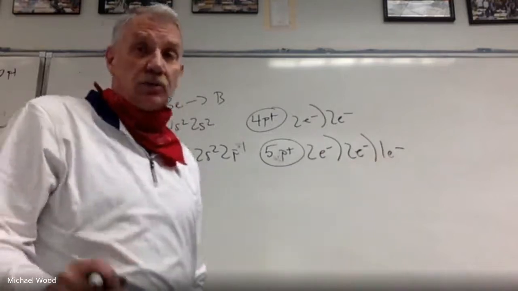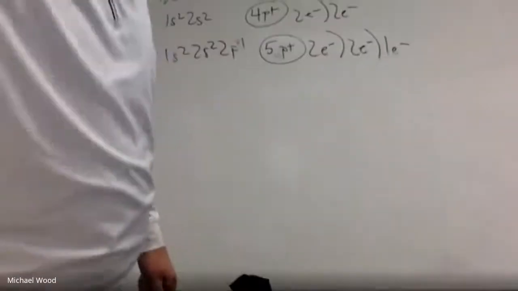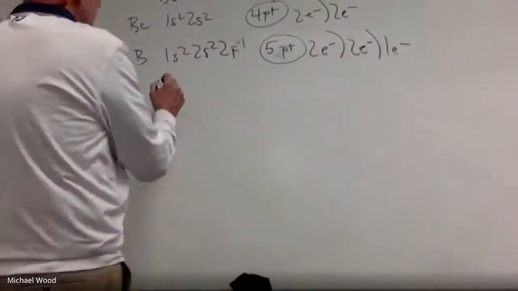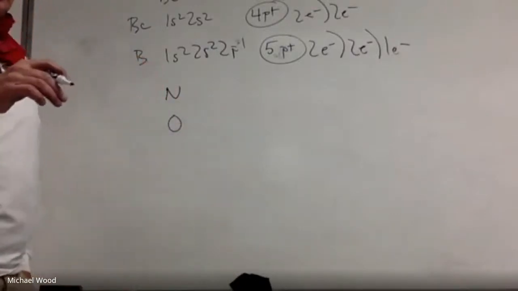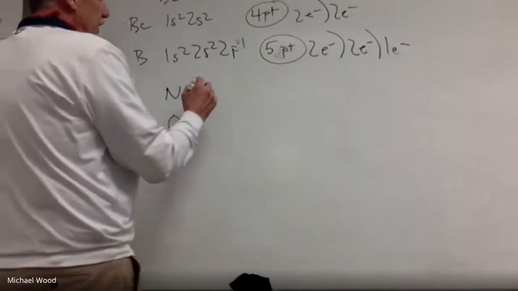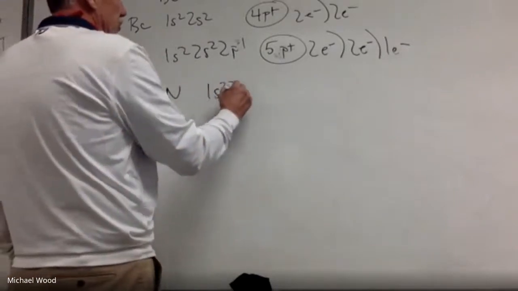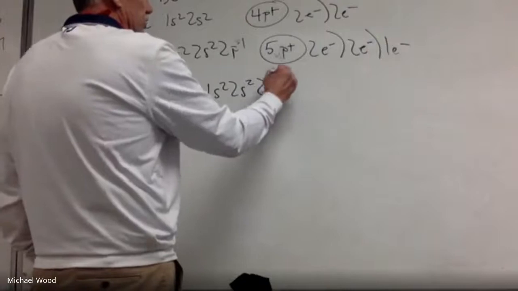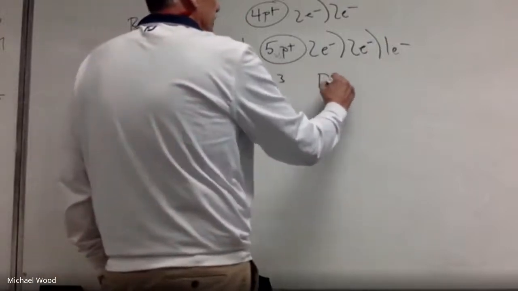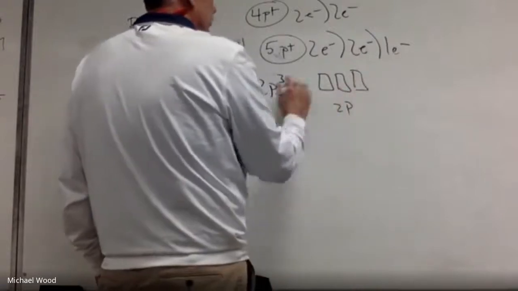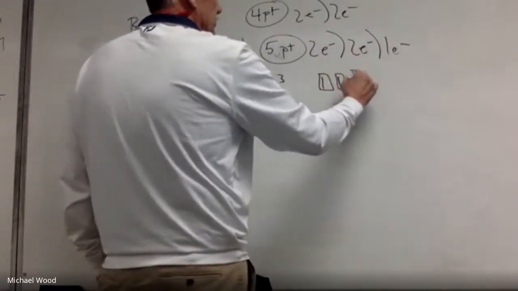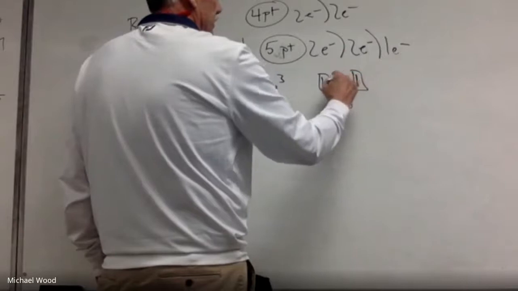Okay, so that's exception number 1, beryllium to boron. Now nitrogen to oxygen, there again, the prediction would be a big jump, but that isn't what occurs. So nitrogen is 1s2, 2s2, 2p3. This is its electron configuration. If I look at the 2p's, the 3 electrons go single, single, single. So if I draw the little arrow down.